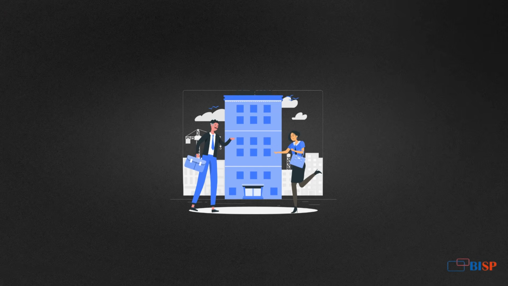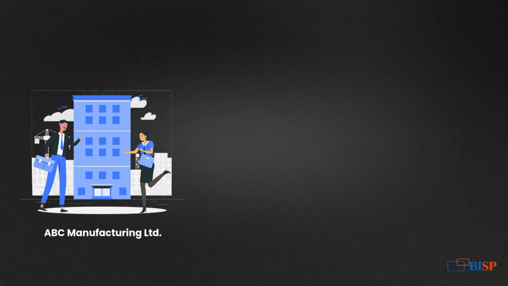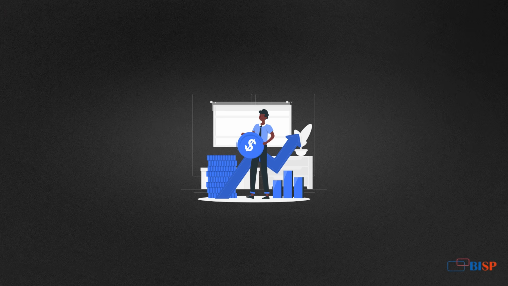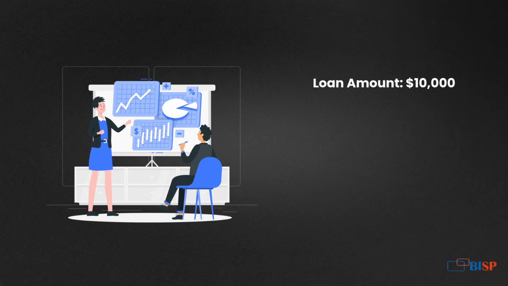First, let's understand the business requirement behind this amortization model. Imagine a company called ABC Manufacturing Limited. At the beginning of the financial year, the company decides to purchase new production equipment worth $10,000 to increase its manufacturing capacity. Instead of paying the entire amount upfront, the company takes a 2-year loan from a bank at an annual interest rate of 4%. Loan amount is $10,000, interest rate 4%, and loan term is 2 years.